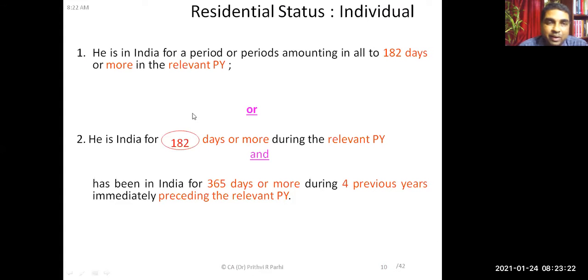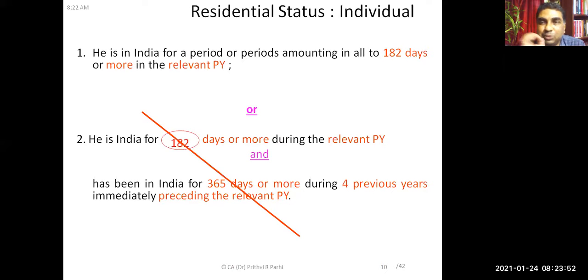Okay, and you know, either of these conditions has to be satisfied, either condition 1 or condition 2. Condition 1 already says 182 days. Condition 2 says 182 days plus 365 days. So this is irrelevant. If the person is staying 182 days, then he is already covered in condition number 1. So this additional condition in the second part of condition number 2 is irrelevant. Therefore, the second condition is irrelevant entirely.